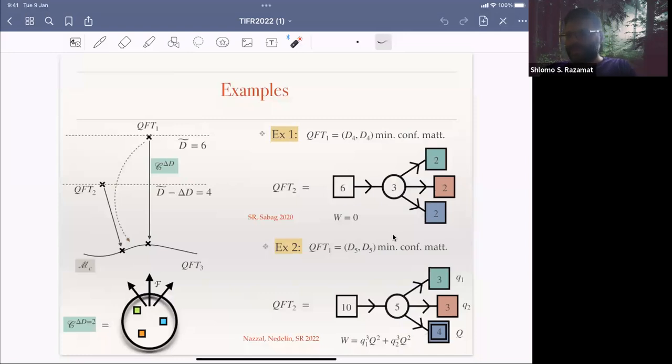I mean, you can perform the same type of procedure going to lower dimensions. You can put it on a 4-manifold, 3-manifold, and people have done it. In this talk, I will only discuss going from 6 to 4.